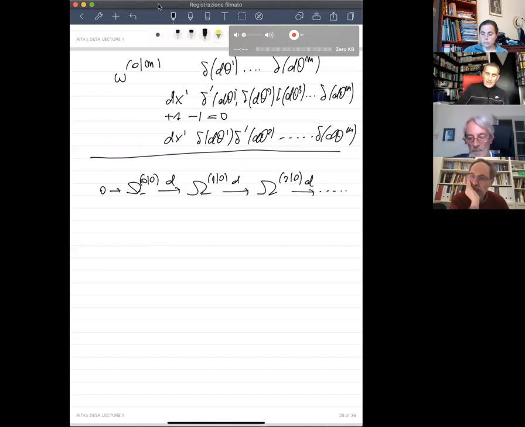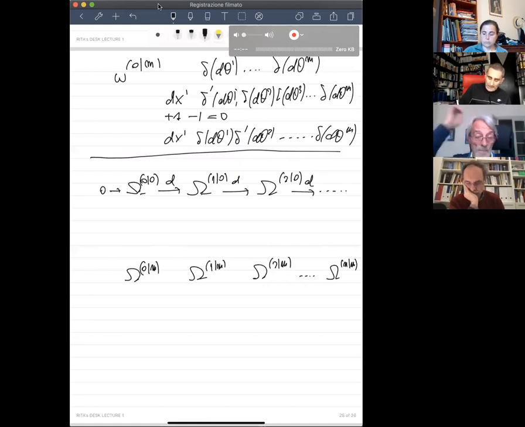Then let me write down the integral forms. Integral forms means omega 0|m, for example, then I have omega 1|m, and so on. For example, omega 2|m, and so on. I can have omega up to n|m here. And then, again, here I have a map, again the differential d.